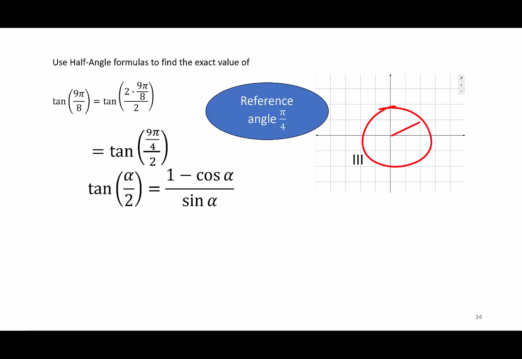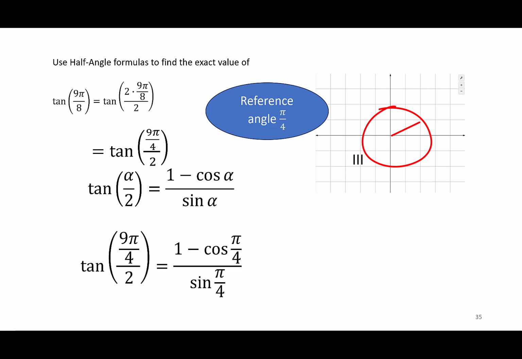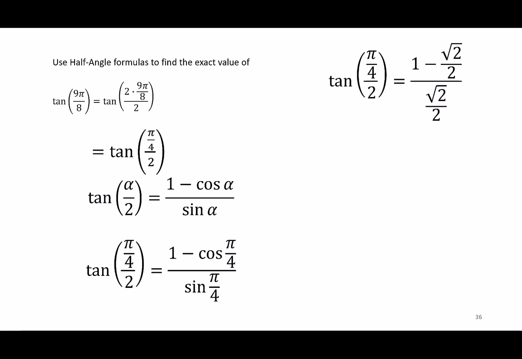For this expression, I'm going to use the formula that tan alpha over 2 is equal to 1 minus cosine of alpha over the sine of alpha. Because I know my reference angle is pi over 4, I'm going to use that in my equation. Now I have that the tangent of 9 pi over 4 divided by 2 is equal to 1 minus the cosine of pi over 4 divided by the sine of pi over 4. Both sine and cosine will be equal to the square root of 2 over 2. This tells me I have 1 minus the square root of 2 over 2 divided by the square root of 2 over 2.